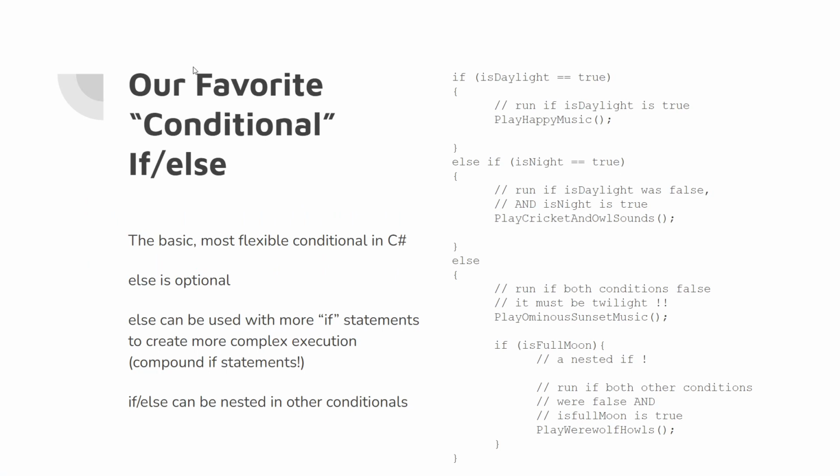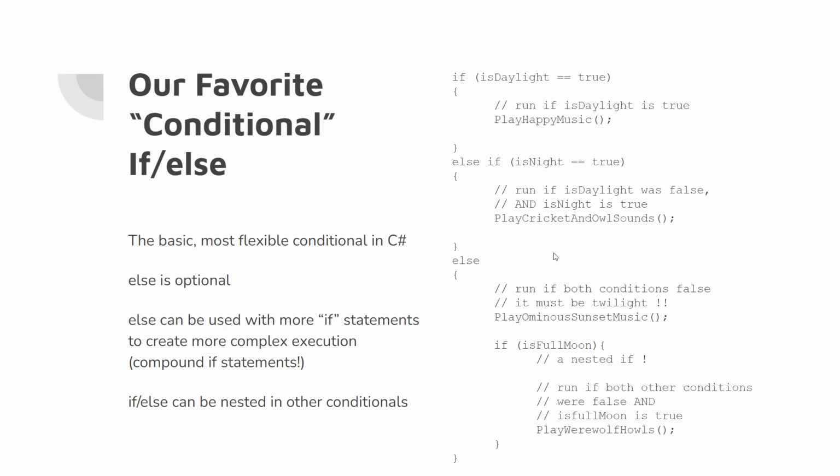So our favorite conditional, of course, is good old if-else. If this, do this, else do that. Much of the decisions you make in life, usually you have two, maybe more than two choices, and even in that case, we can use if-elses. It is the basic, most flexible conditional in C#. The else is even optional. You can just say there's only one thing you could choose, and it either is or isn't. So if daylight is true, do this stuff, and there's no operations otherwise.